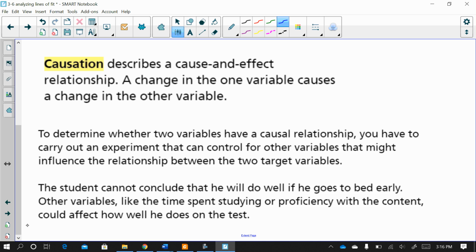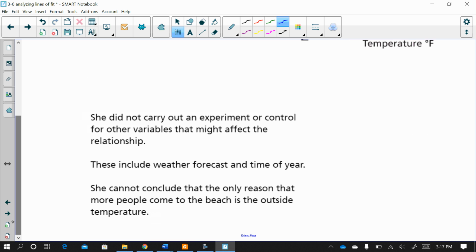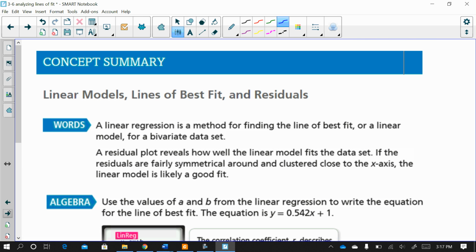Okay, other variables, like in this problem, maybe the time you spent studying or the proficiency of the content, that could affect how well you do on the test. Okay, so going to bed early does not cause you to get a better grade. It might help, but it does not cause it. Okay, another example, a lifeguard notices the outside temperature rises, the number of people coming to the beach increases. Can we conclude that the change in temperature causes more people to go to the beach? Well, did we do an experiment? No. So we cannot say that the temperature causes people to go to the beach. Okay, same thing there. So that is all about 3-6.